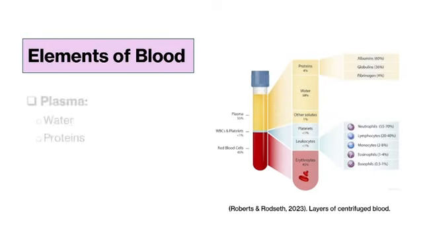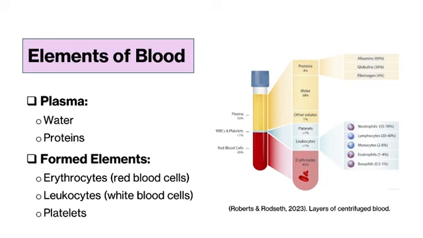Blood is made up of formed elements and plasma. Plasma is a liquid composed of mostly water and proteins. Formed elements, on the other hand, comprise three things: red blood cells, known as erythrocytes, white blood cells, known as leukocytes, and platelets, which are not full cells but rather cell fragments.